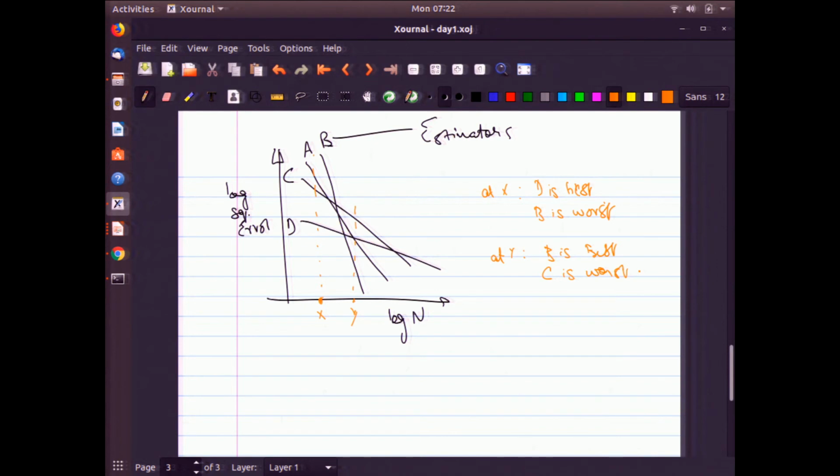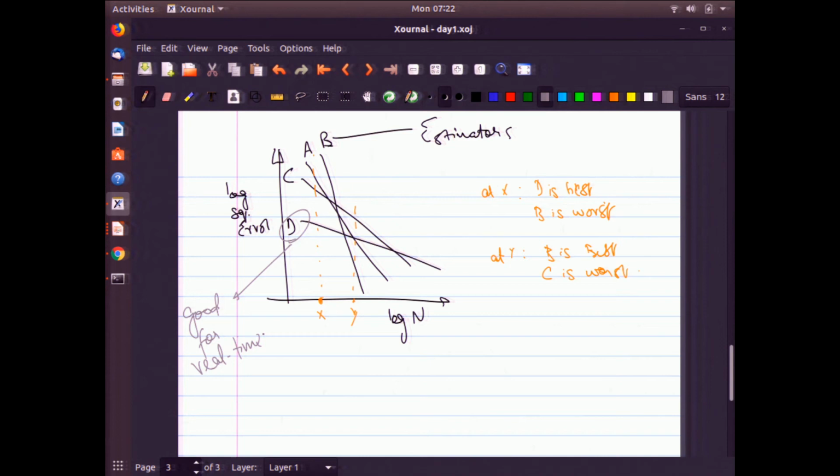Because you're only going to afford a few samples, and you want the best estimate you can get with these few samples, right? So this, for example, D, is good for real-time applications, right?